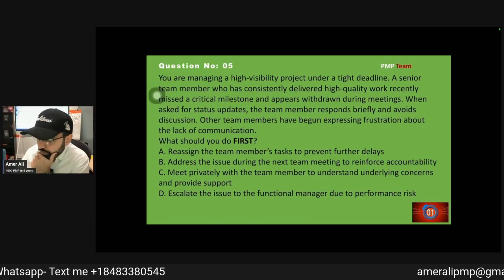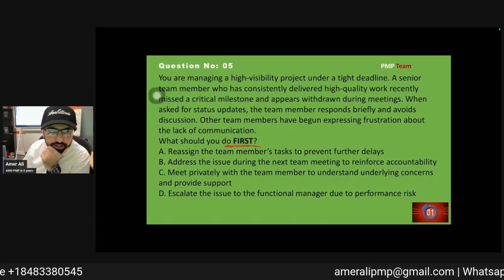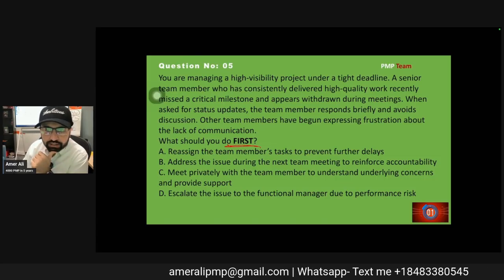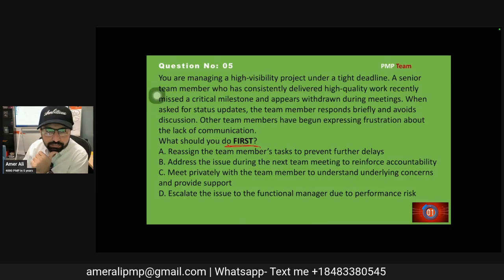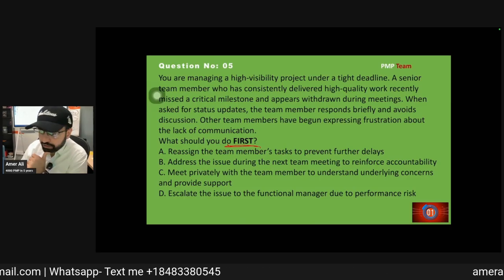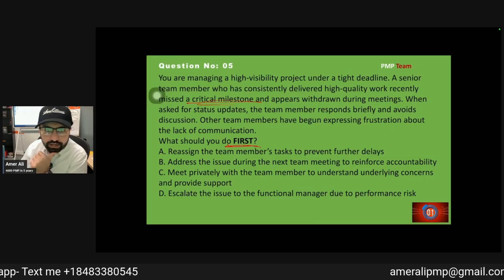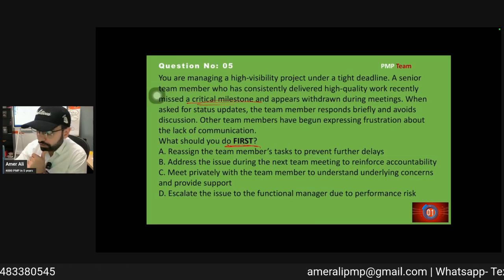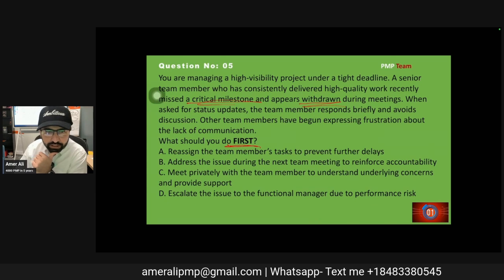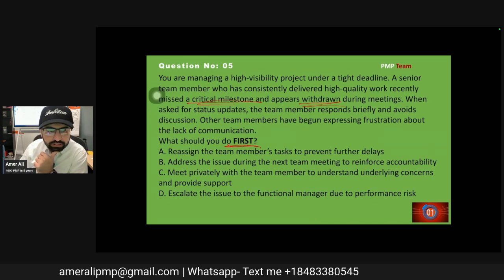What should you do first? The last line is always important. You are managing a high visibility project under a tight deadline. A senior team member who has consistently delivered high quality work recently missed a milestone and appears withdrawn during meetings. When asked, the team member responds and avoids discussion. So what is happening here?